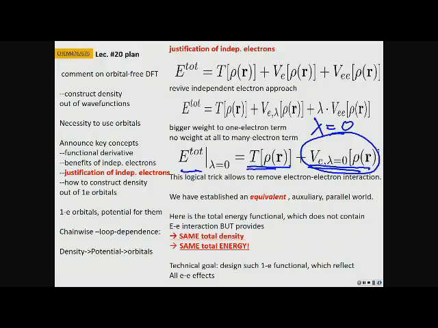Therefore, very soon we are going to write down the electron nuclear interaction as a subtraction of total energy minus kinetic. Right? So it's nothing new, but if you add a little formality.